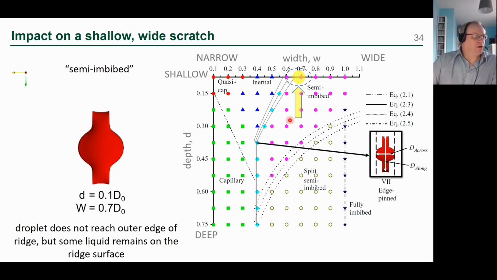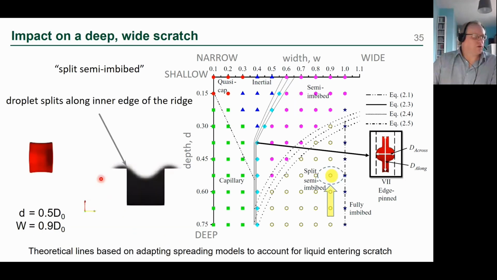If we have a shallow wide scratch, then we will have a semi-imbibed situation where the droplet doesn't spread enough to reach the outer edges of the ridges, it just sits on the top, and most of the fluid is inside the scratch. And then if we make the scratch deeper, then a lot of the liquid can go into the scratch. It still spreads onto the top ridges, but then it splits along the edges here. And again, we can make theoretical predictions of that by adapting those previous models to account for the fluid going into the scratch.